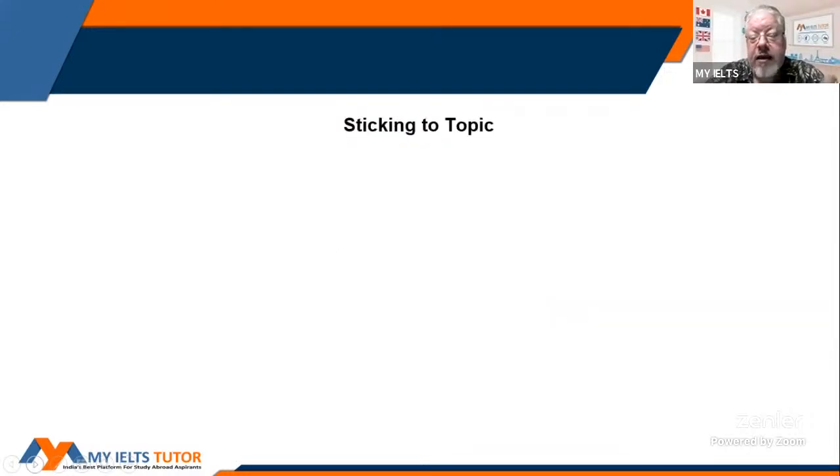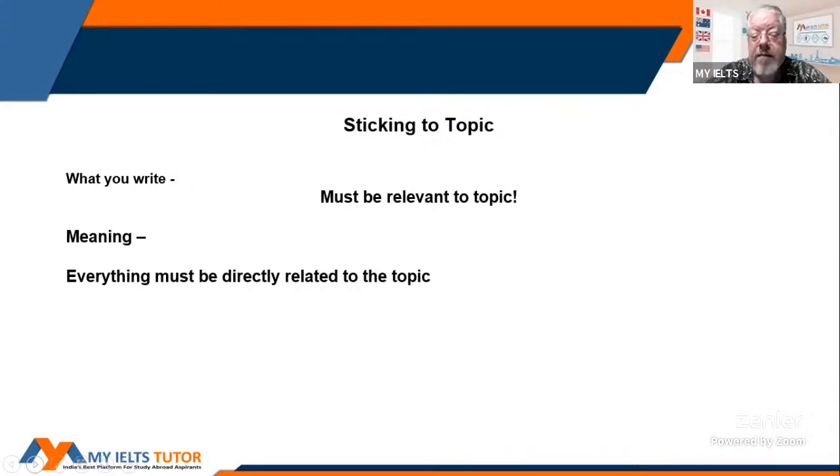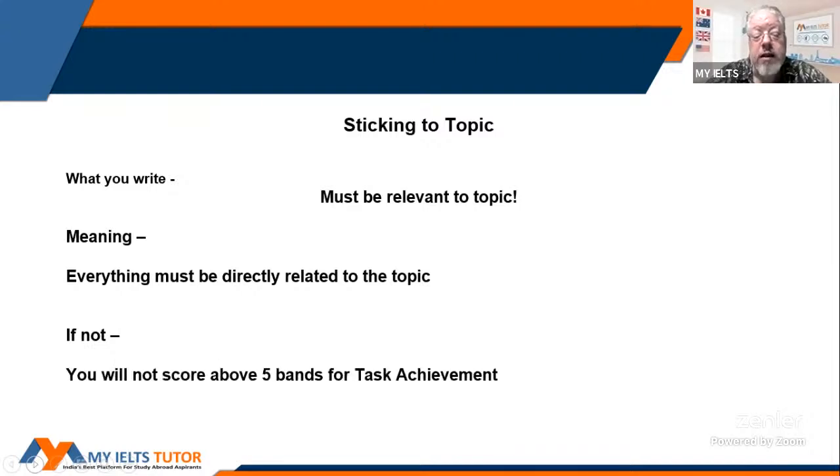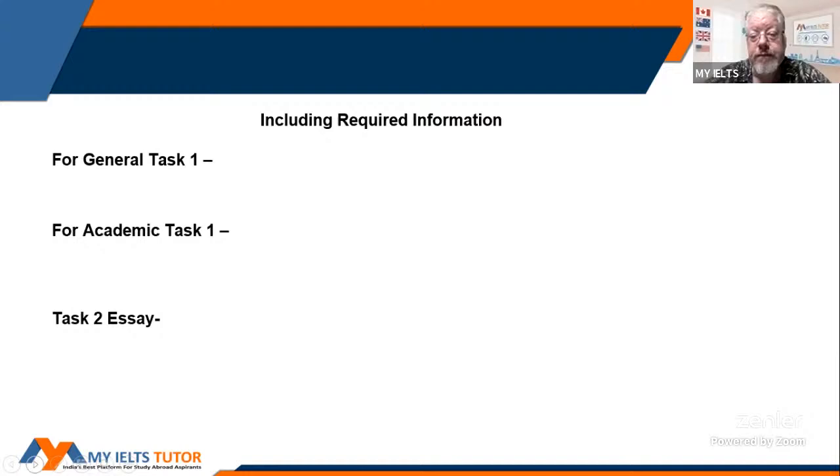Now, let's move on. Sticking to the topic, this is important. Let me explain why. What you write must be relevant to the topic. This means that everything you write must be directly related to the topic. If it's not, then you will lose points. If you do not stick to the topic, you will not score above 5 bands for task achievement, and this will affect your overall band score. So it's really important that you stick to the topic. Do not stray, okay?